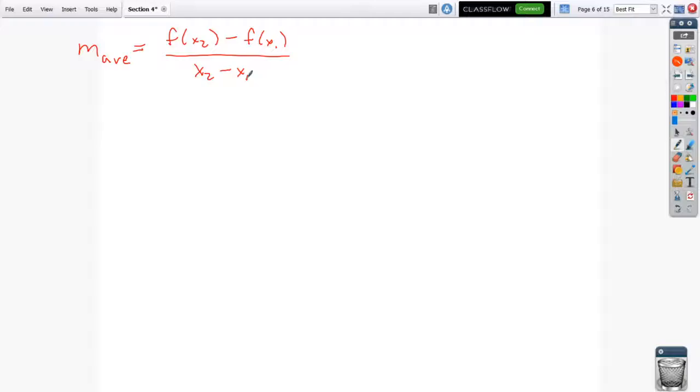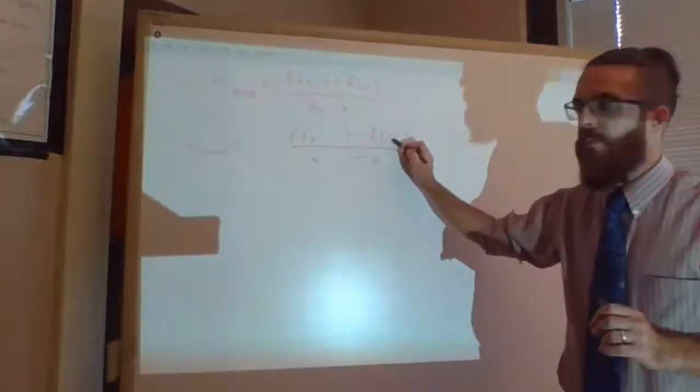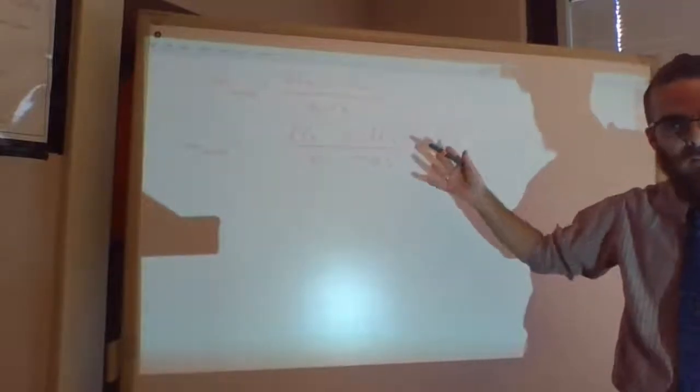So we can find it at any point. When we want to find our instantaneous slope, we now don't care that this is x2 and this is x1. Ideally, we want them to be the exact same thing. So we're going to have f of some value minus f of that exact same value. So we get f of x minus f of x, that's going to give us 0, over x minus x. The problem is, we can't have f of x minus f of x, and we can't have x minus x, because we get 0 over 0.